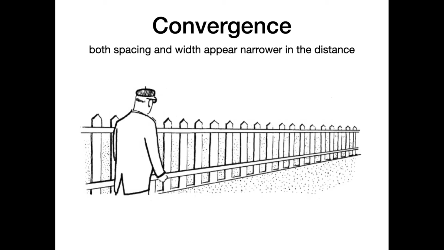And not only does the height of the picket fence get smaller as it recedes, but the width of the object and the spacing in between the pickets will get smaller. That's really important to understand. Everything is getting smaller, both the object and the spacing between them.